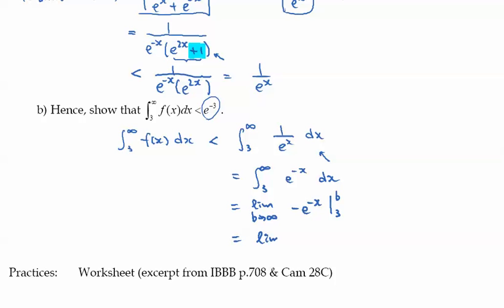So we will end up with negative 1 over e to the b plus 1 over e to the 3. And as b tends to infinity, these expressions here will give us a 0. Therefore, we have 1 over e to the cube, or that means e to the negative 3 here. So that's example number 5.